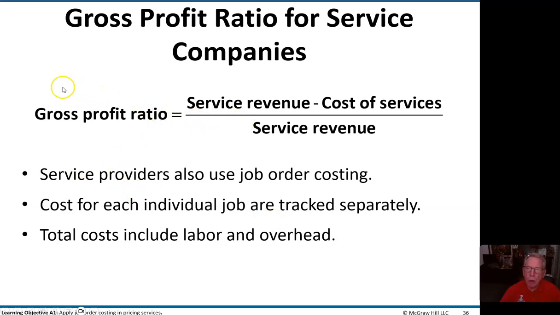So if we use a gross profit ratio for a services company, we're going to take the service revenue minus the cost of the services divided by the service revenue. So one, service providers also use job order costing, and two, the cost for each individual job is tracked separately. And three, the total costs include both labor and overhead.